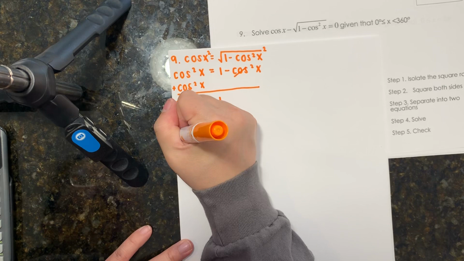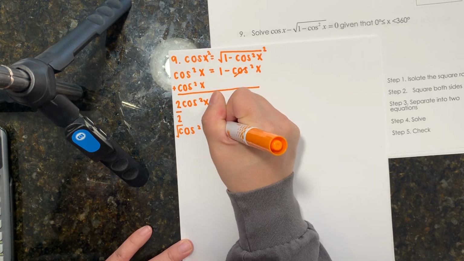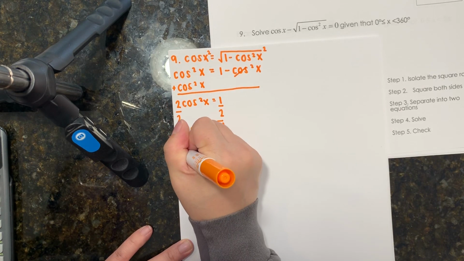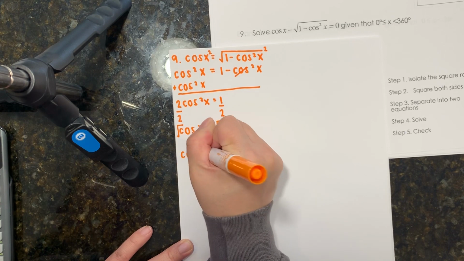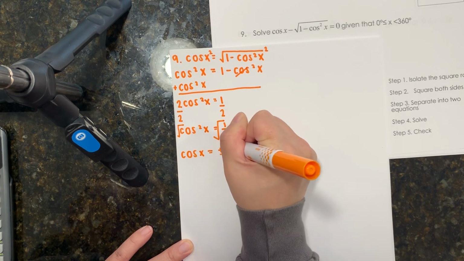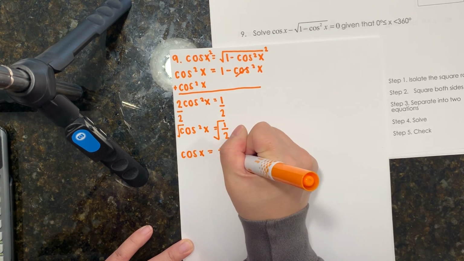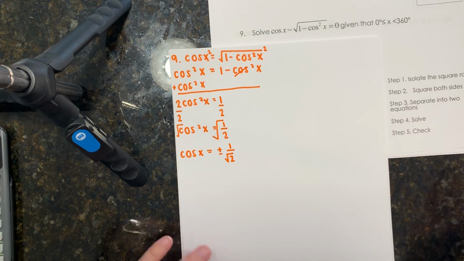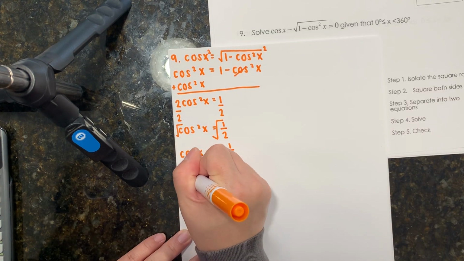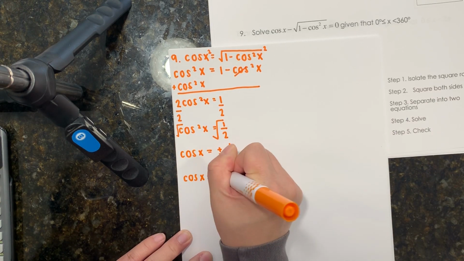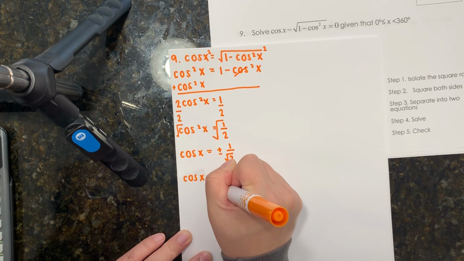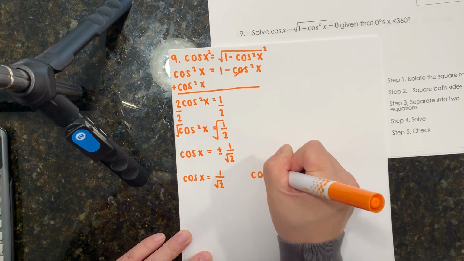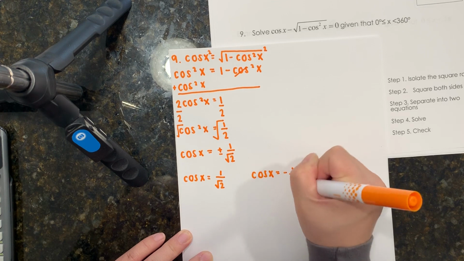Then to get it so it's just cosine, you have to square root both sides. Remembering that when you take the square root, you get plus or minus that value. So it'd be plus or minus 1 over root 2. Now I'm going to separate this into 2 separate equations. So I have cosine x is equal to positive 1 over root 2. And then I have cosine x is equal to negative 1 over root 2.